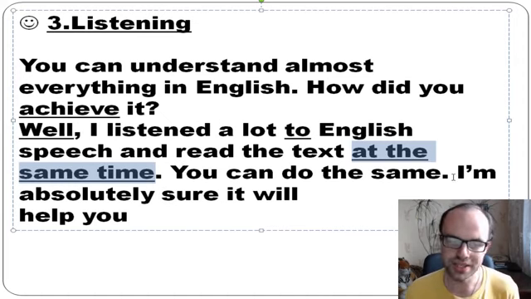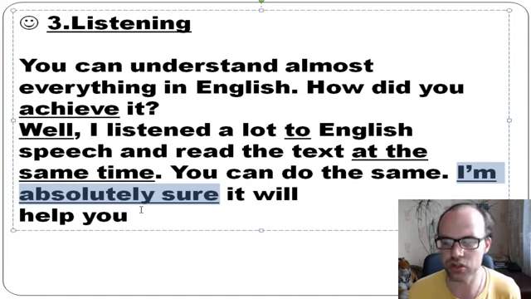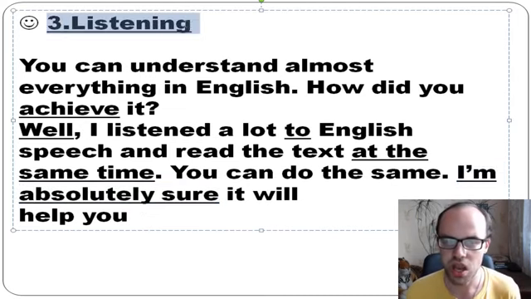Look, you can say sure, but I can repeat it again. I'm a lazy person, but okay, I can do it again. So if you say I'm sure, it's okay. But if you want to sound more advanced, more natural, you need to use more complicated structures like this one. Not just I'm sure, but I'm absolutely sure, or I'm sure for 100%, okay? So it will help you. Good phrase, good phrase. So listening, you can understand almost everything in English.